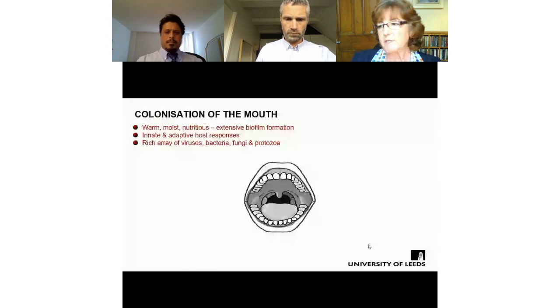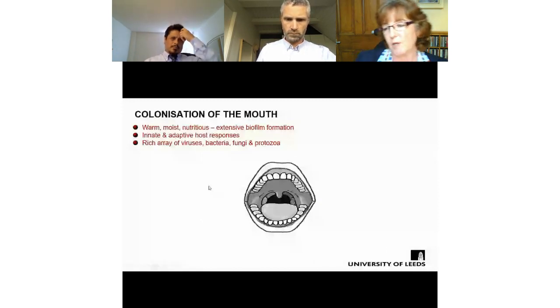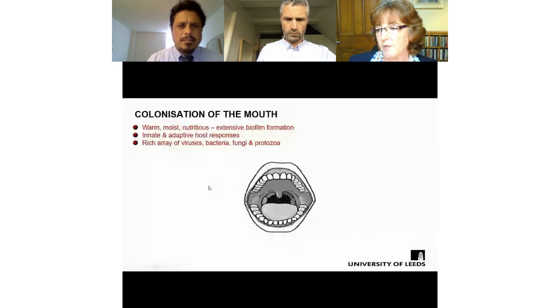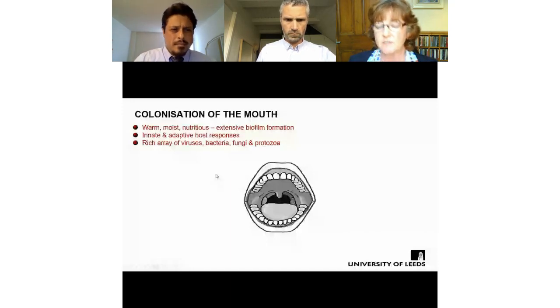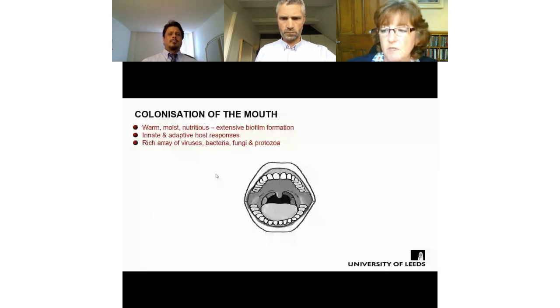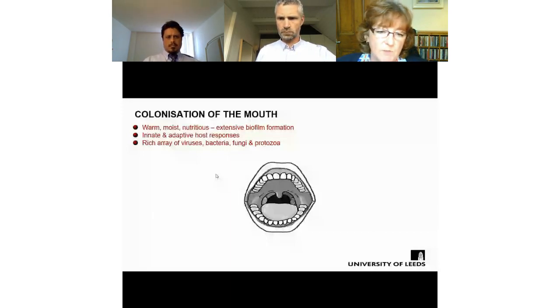So the mouth presents a wide range of environments for microorganisms to colonize. So it's warm, moist, nutritious, welcoming to very extensive biofilm formation across the various sites that you find within the mouth. Those organisms are subjected to innate and adaptive host responses with which they've co-evolved and with which, again, in normal circumstances, they're in a homeostatic balance. And you get a rich array of organisms.